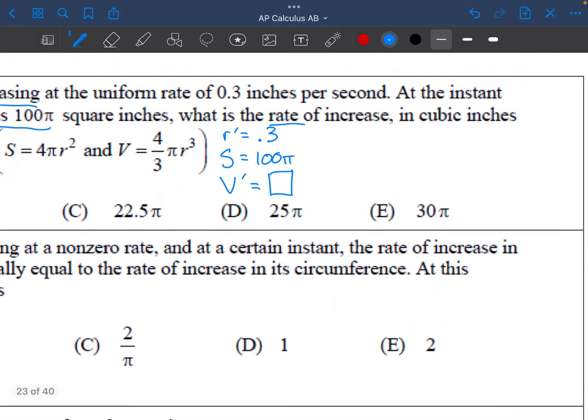So I'm going to rewrite the equation, but in place of S, I'm going to write 100 pi is equal to 4 pi r squared.